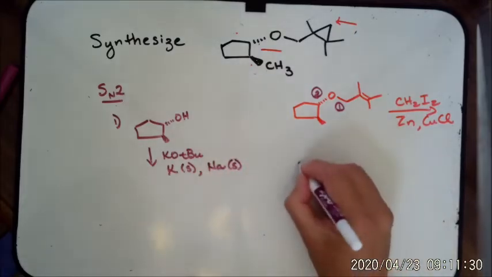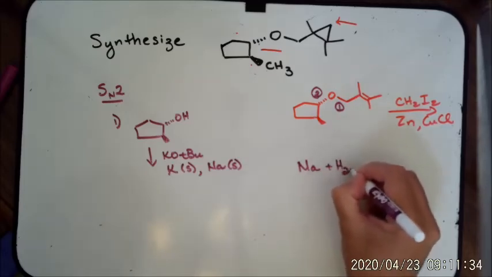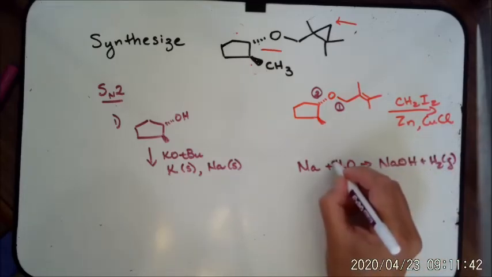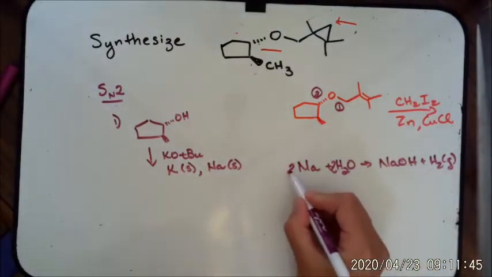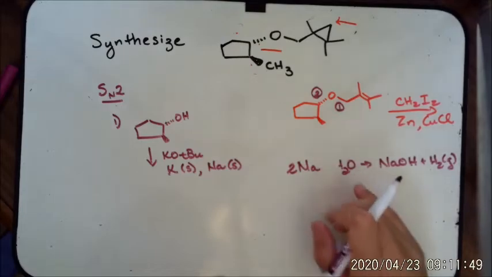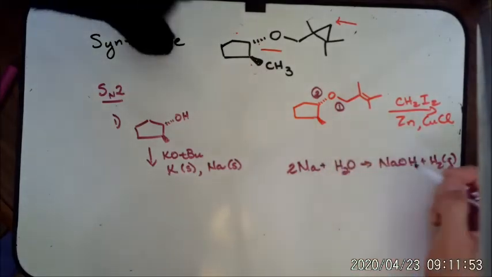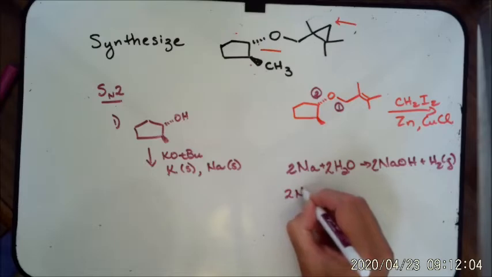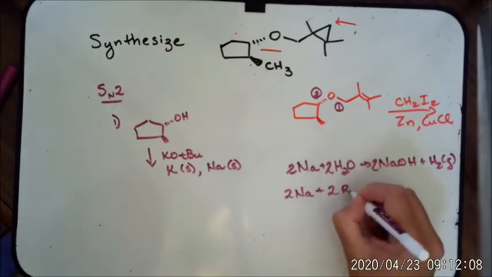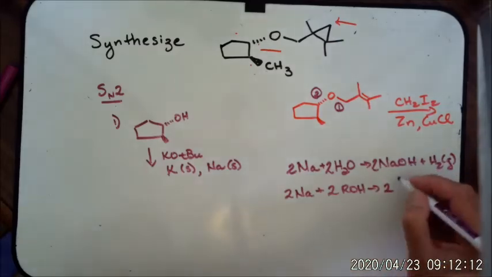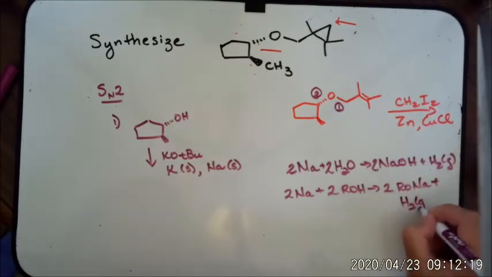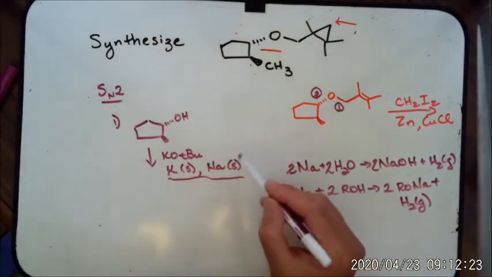Now why is this? Remember how sodium metal reacts with water to form sodium hydroxide and hydrogen gas? Okay. And hydrogen gas? Okay. So basically it's the same thing. If I use sodium metal plus my alcohols, I'll get sodium alkoxides plus hydrogen gas. Okay, so we can use this as well.